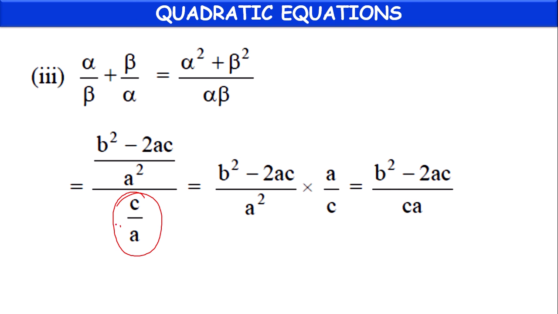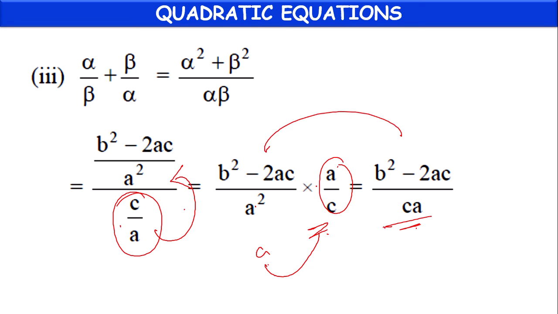Now this c by a, if we take it to the numerator, it will become its reciprocal a by c, where one a gets cancelled, only one a will remain. A into c, ac or ca we can write. This is the numerator part.